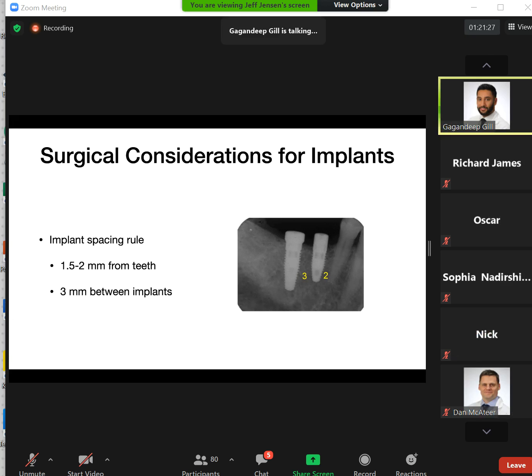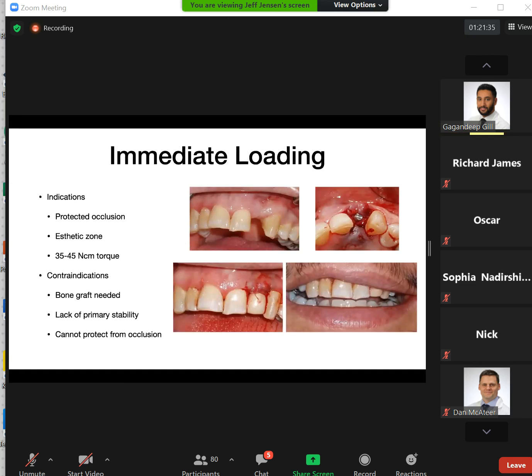Sorry, I have a question about immediate loading. You mentioned one of the contraindications is that if you need bone grafting, you're not going to do that. When would you determine you need bone grafting versus not needing it?